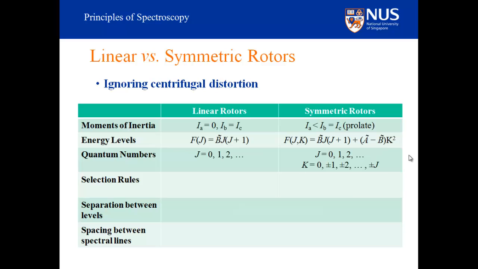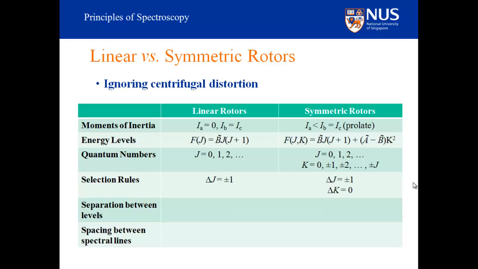Now for the quantum numbers that appear in the energy expressions. We can ignore the mJ quantum number because it doesn't affect the energies. For the linear rotor, we have our J quantum number, and that can have values of 0, 1, 2, etc. And the same is true for the symmetric rotor. But because of the third rotational axis, we've got a third quantum number, and this one is restrictive. It can go from 0 to plus or minus J.